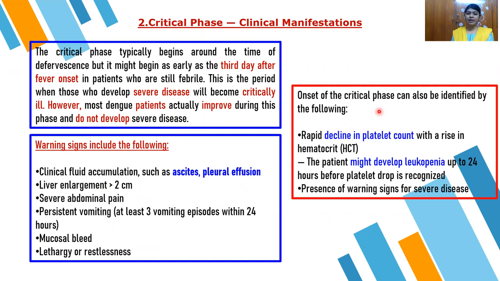This particular phase, the critical phase, can be identified by monitoring the platelets. That is, there is a rapid decline in the platelet counts. The patients can also develop leukopenia up to 24 hours before there is a drop in the platelet count. Also, we have to look for other signs and symptoms of severe disease.